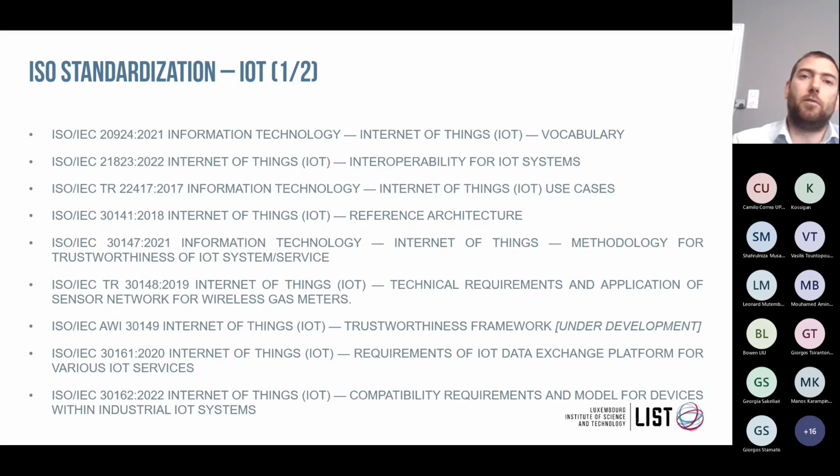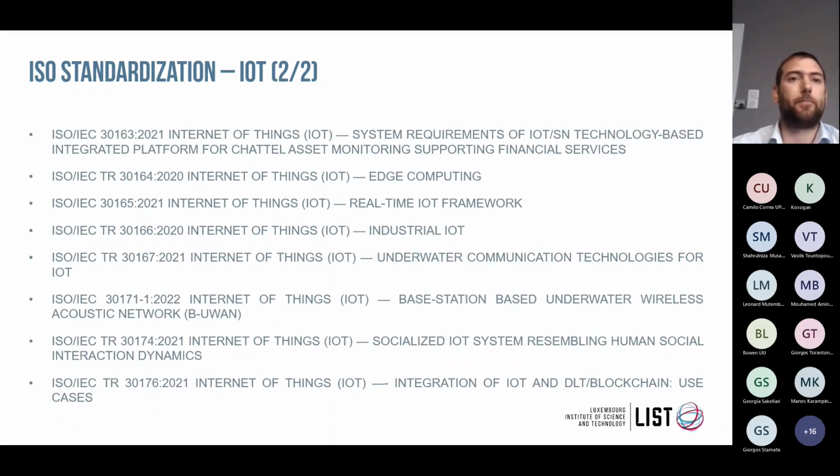So here you have a list of some ISO standards related to the IoT. It may be relevant for you for some of these standards. You have some generic topics such as vocabulary, IoT use cases, reference architecture in IoT, and interoperability for IoT systems. You can note also that a trustworthiness framework is under development. You have some other standards on real-time IoT frameworks, for example industrial IoT, and you also have really specific standards on underwater communication, on socialized IoT systems, and so on.